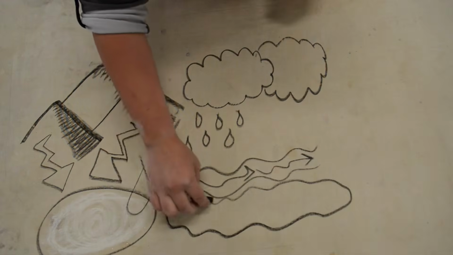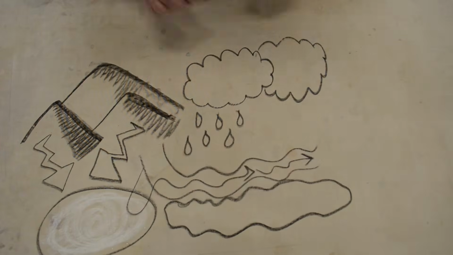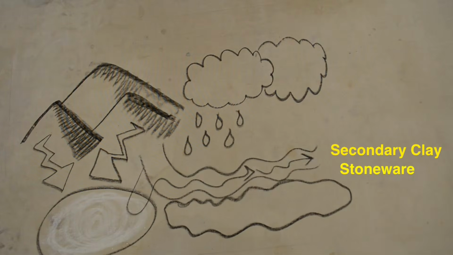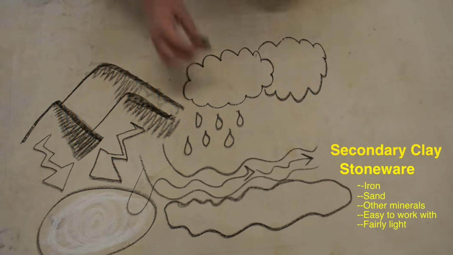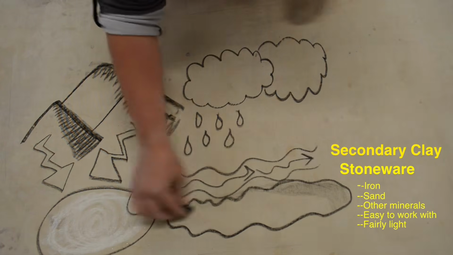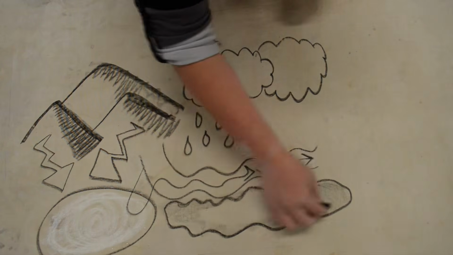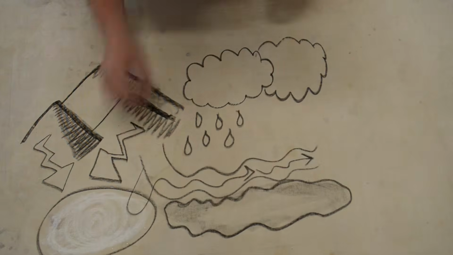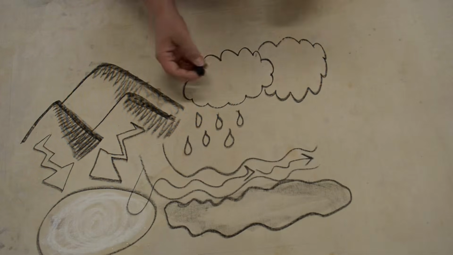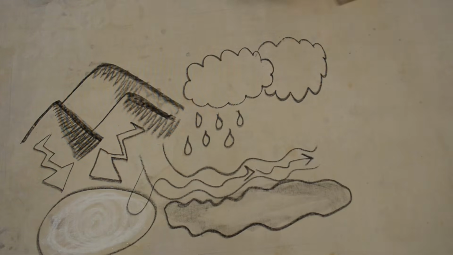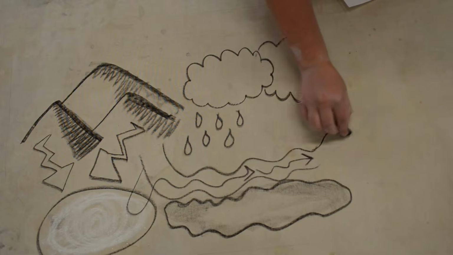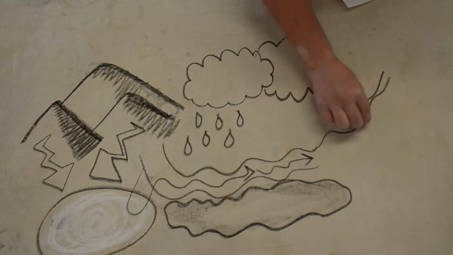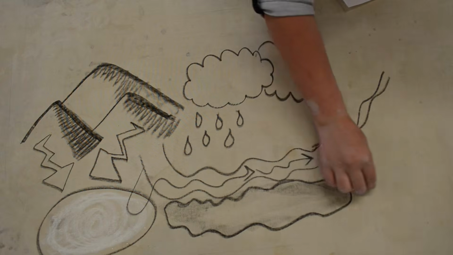And the clay that gets deposited along the river is a secondary clay, or stoneware, and this is what we usually use in class. It's a little bit easier to work with because of all the minerals in it. It's still fairly light. You can get some that are a little bit darker, but it's a really good clay to work with.